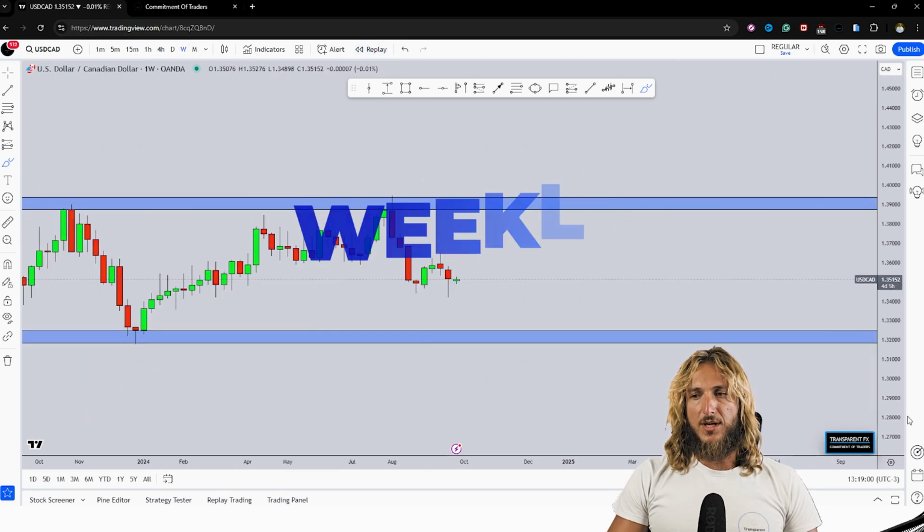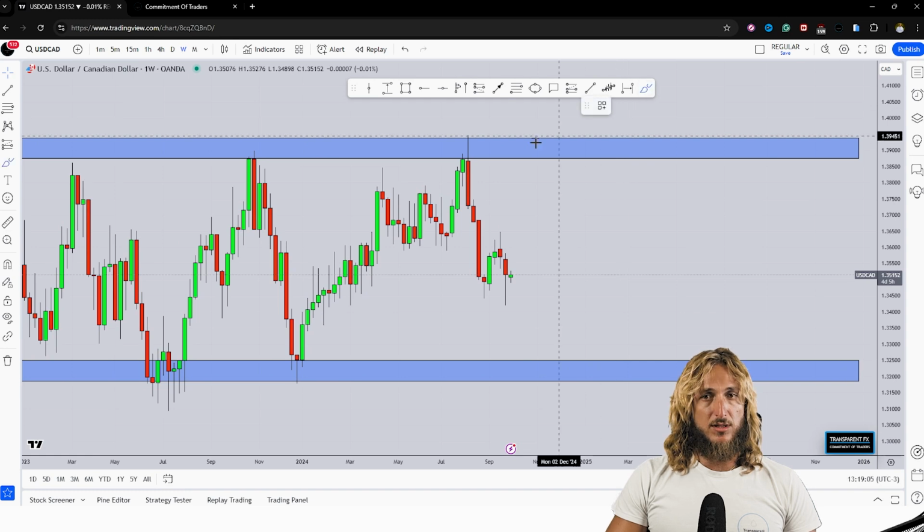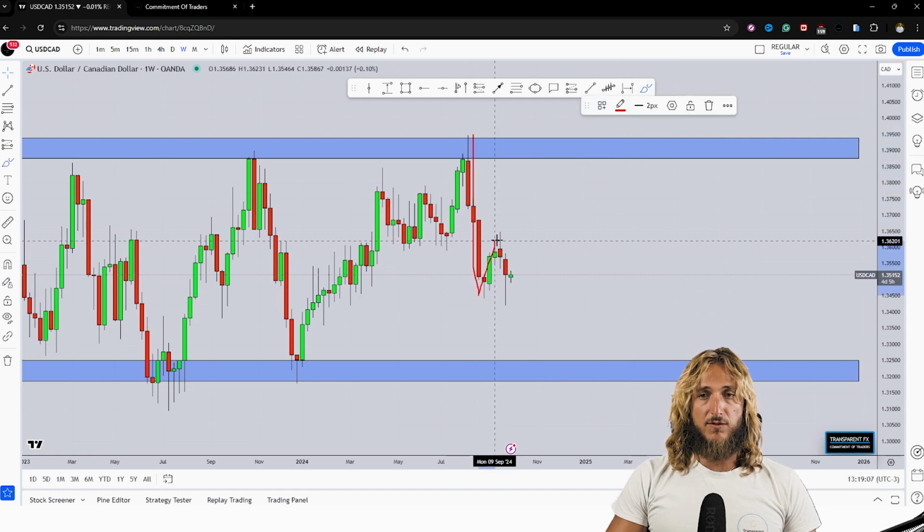Dropping down on the weekly time frame, what do we see? Now, from a weekly standpoint, the situation is quite clear. We see a massive impulse to the downside, followed by a correction. Currently, the market is continuing lower.